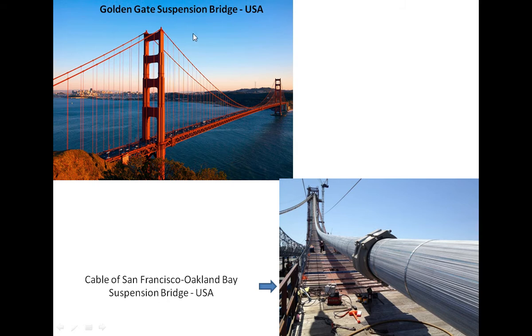And why it is required: if you see carefully, the amount of tensile force in such cables is very large. This is a typical cross section of the San Francisco Oakland Bay suspension bridge in USA. So you can understand the cables like this carry very large force, and maximum tension is the key to know the required area.